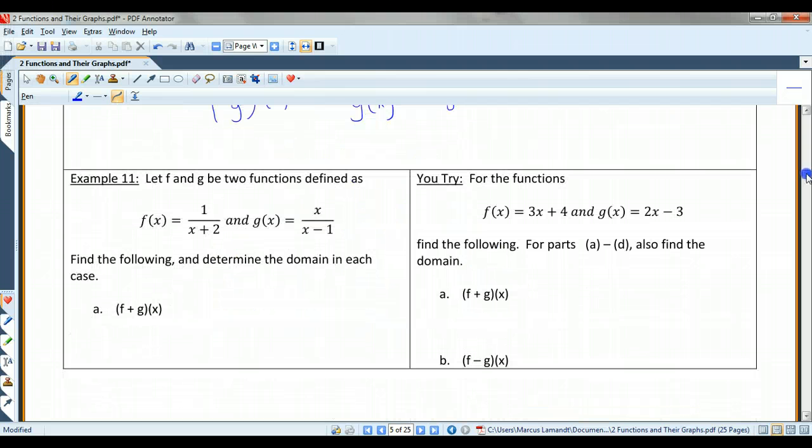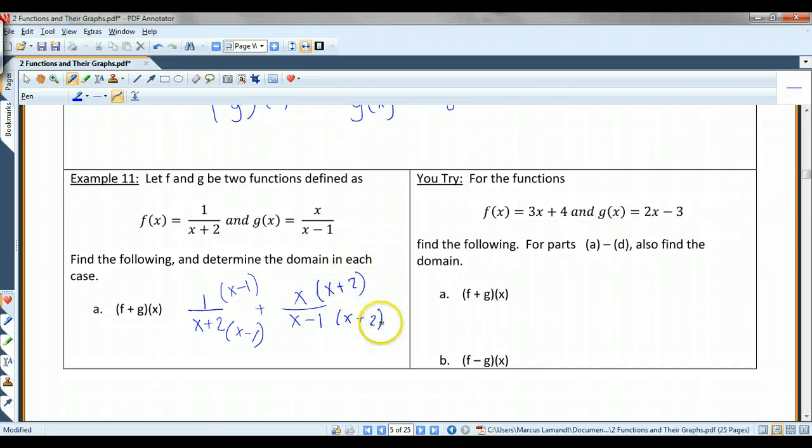Alright, let's take a look at example 11. Let f and g be two functions defined as this and this. Find the following and determine the domain of each case. So if I'm going to add these, I'm going to have 1 over x plus 2 plus x over x minus 1. In order to add fractions, you have to find a common denominator. So I'm going to multiply this side by x minus 1 over x minus 1, and this side by x plus 2 over x plus 2.